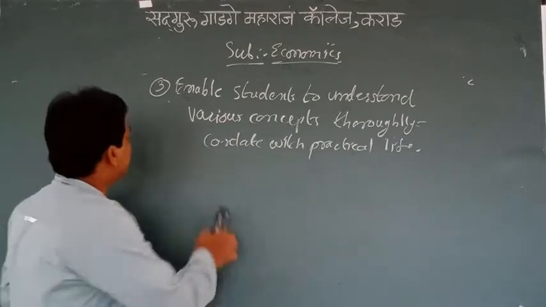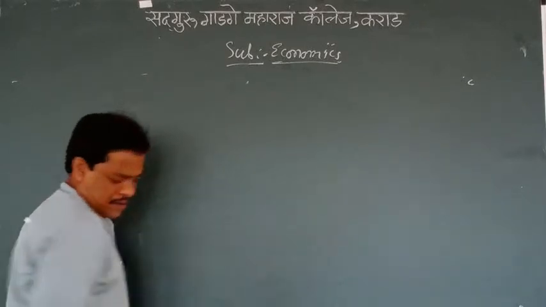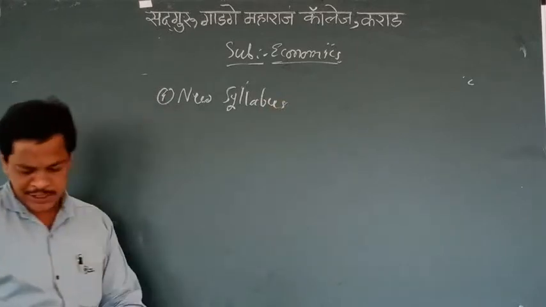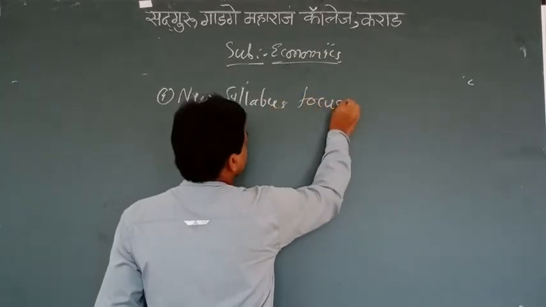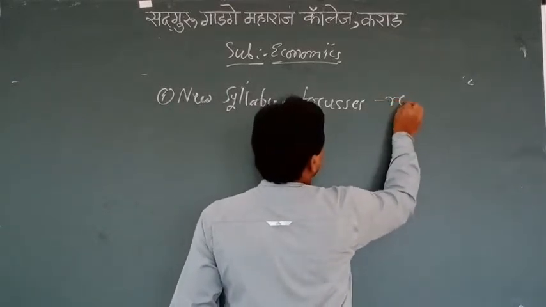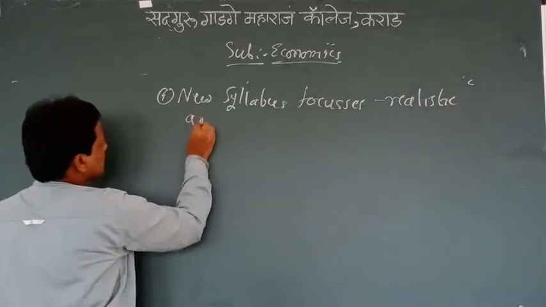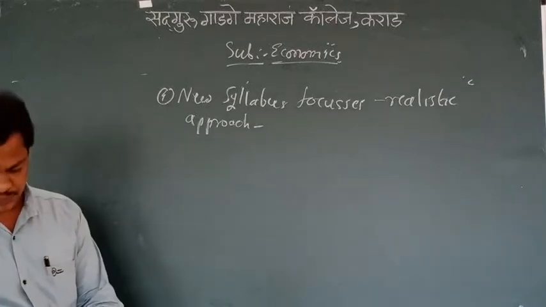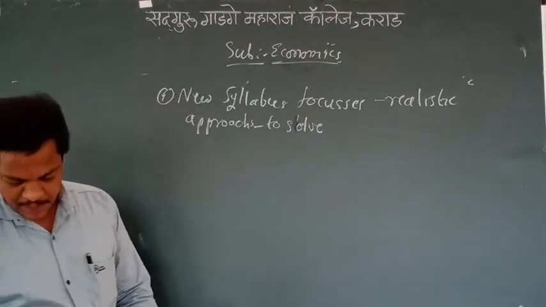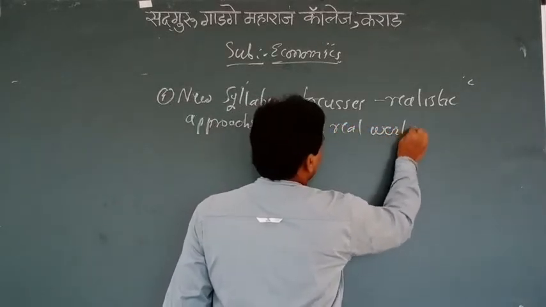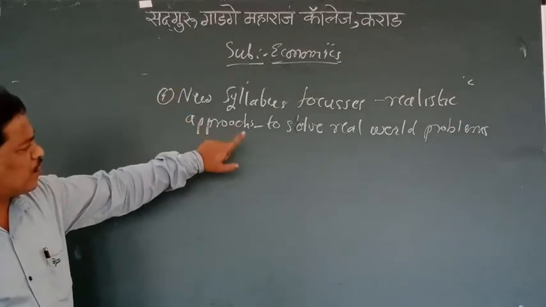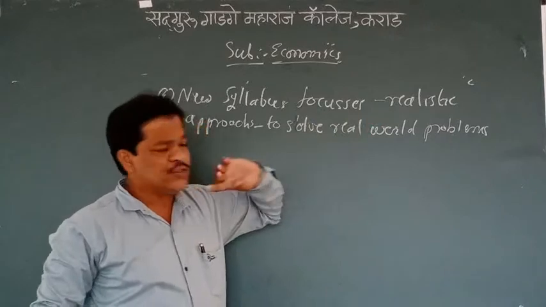Now, point number 4, that is about the new syllabus. The new syllabus focuses on a realistic approach to solve real world problems. With the help of this new syllabus, it is going to focus on the realistic approach. What is there in reality? Economists are always going to say what is in reality.